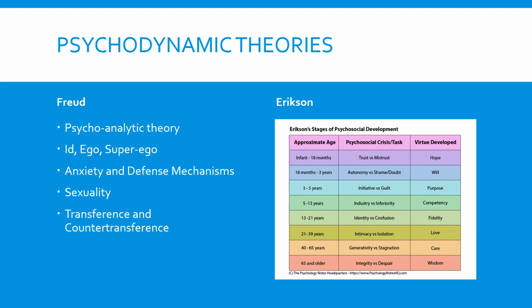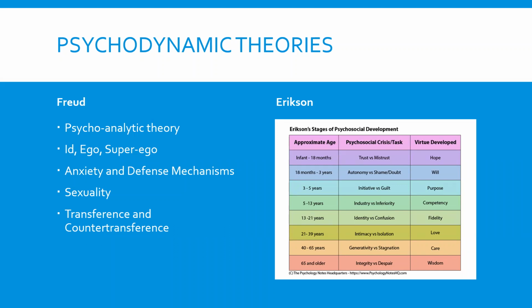From 18 to 3 years, they're developing autonomy versus shame and doubt. If they reach the autonomy stage, they'll develop will. 3 to 5 years, we're looking at initiative versus guilt, with the virtue being purpose. 5 to 13 years is industry versus inferiority, with the virtue being competence. 13 to 21 years, we're working on identity versus role confusion, with the virtue being fidelity.